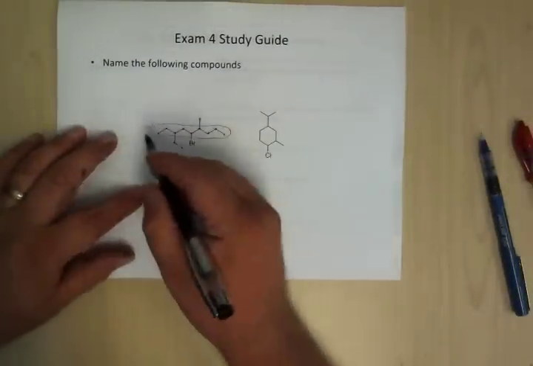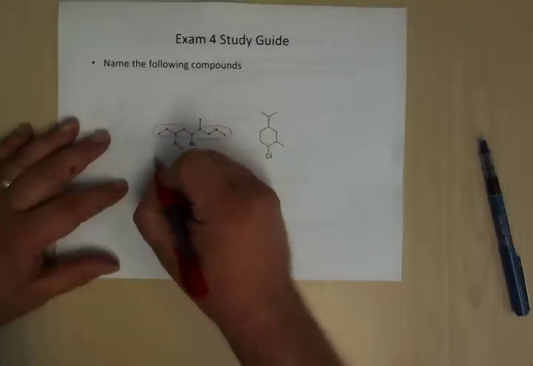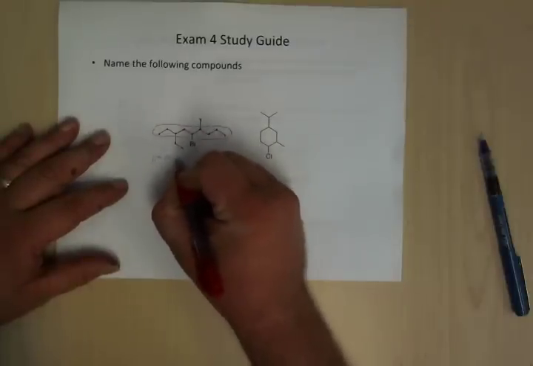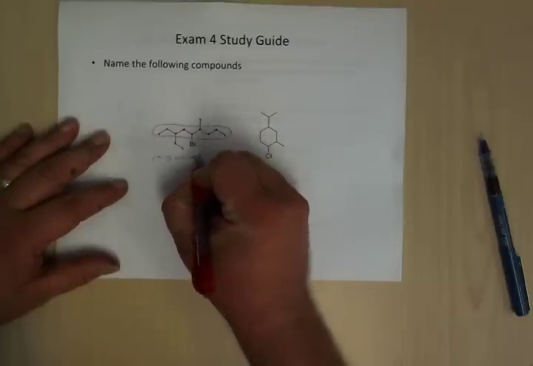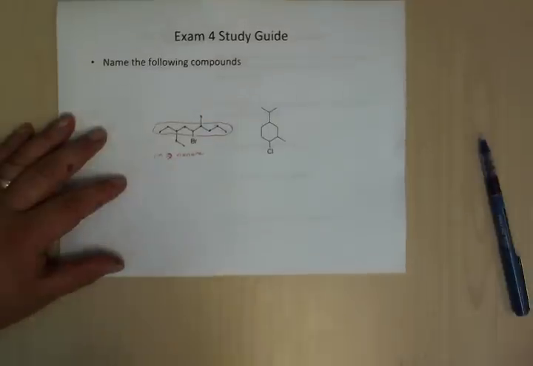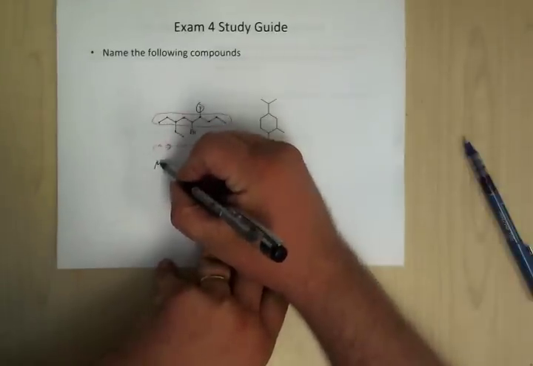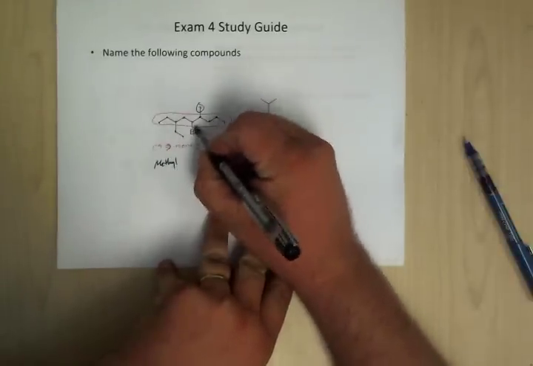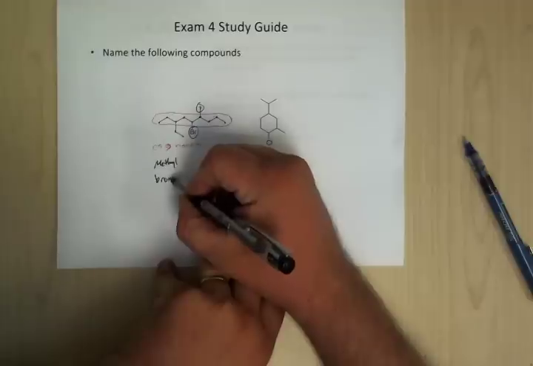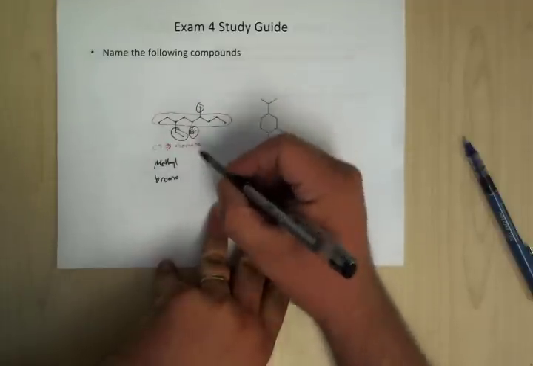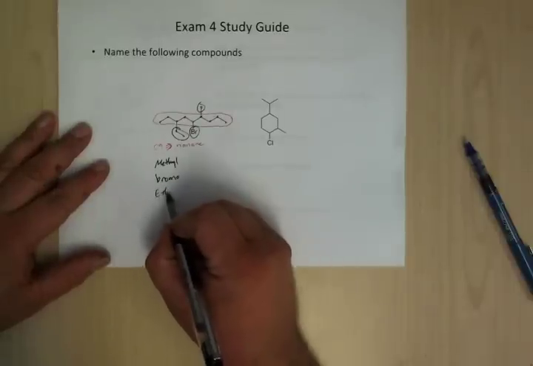Okay, so we have our side chains, right? The main chain is C9, so that would be nonane. So we have that methyl group there. We have that bromine there, so it would be bromo. And then this 2 carbon piece here, which would be ethyl.